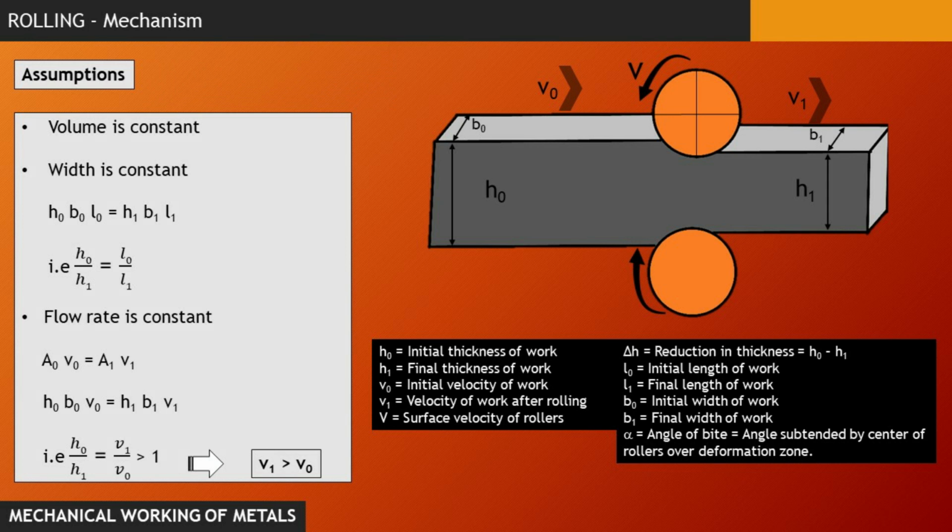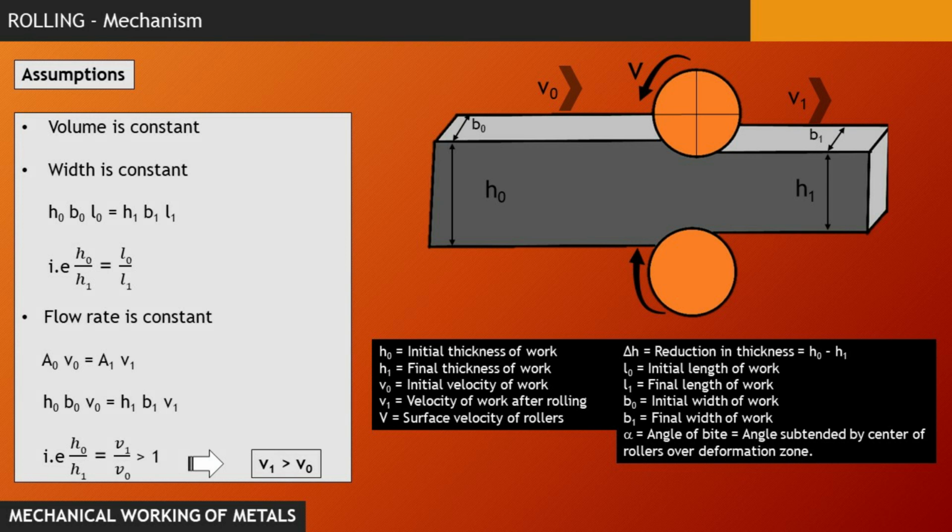Now, the volume is constant, so we can write that the initial and final volume are equal, or H0 B0 L0 is equal to H1 B1 L1. Now the width is also assumed constant, so we will get H0 by H1 is equal to L0 by L1.